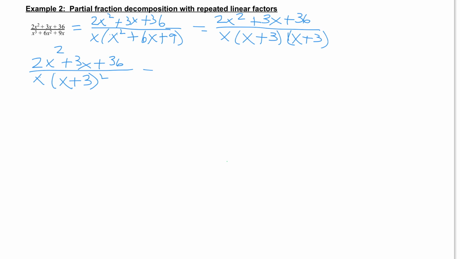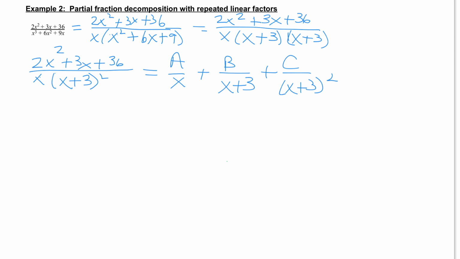So now I need to do my equal sign with my a's and b's. So I'm going to have a over x plus b over x plus 3 plus c over x plus 3 squared. So remember, if it's a linear factor, we need the x plus 3 and the x plus 3 squared. We kind of work our way up.